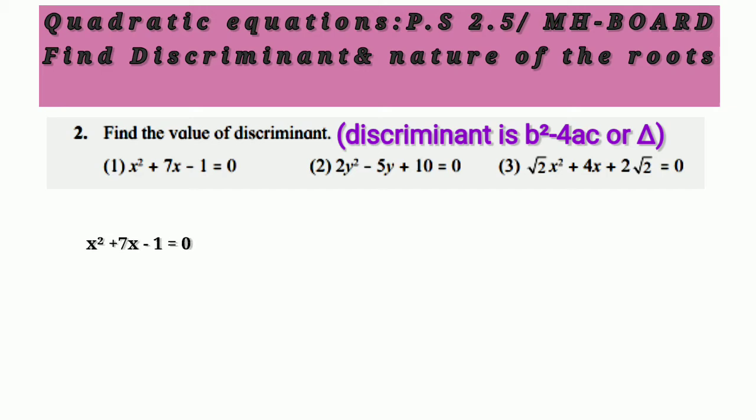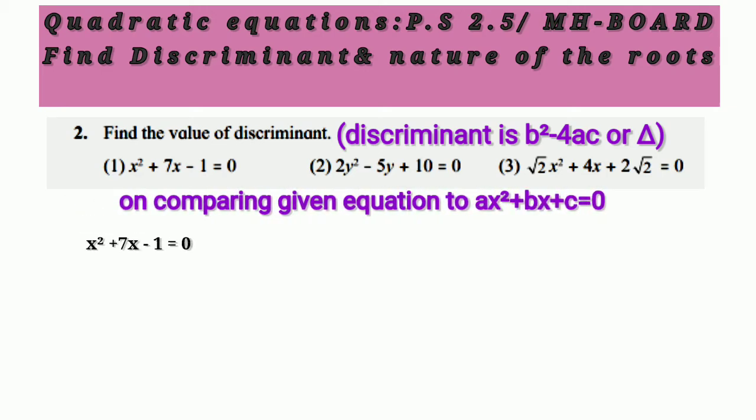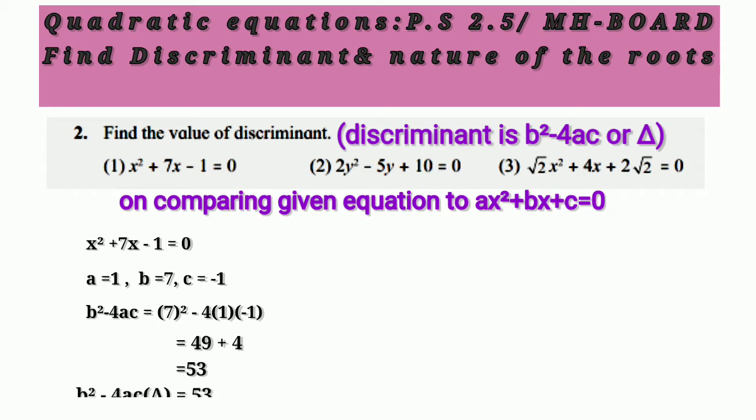The first equation is x square plus 7x minus 1 equals 0. a is equal to 1, b is equal to 7 and c is equal to minus 1. So b square minus 4ac is equal to 7 square minus 4 into 1 into minus 1. 7 square is 49 and minus 4 into 1 into minus 1 becomes plus 4. So 49 plus 4 gives us 53. So b square minus 4ac, or discriminant, is 53.